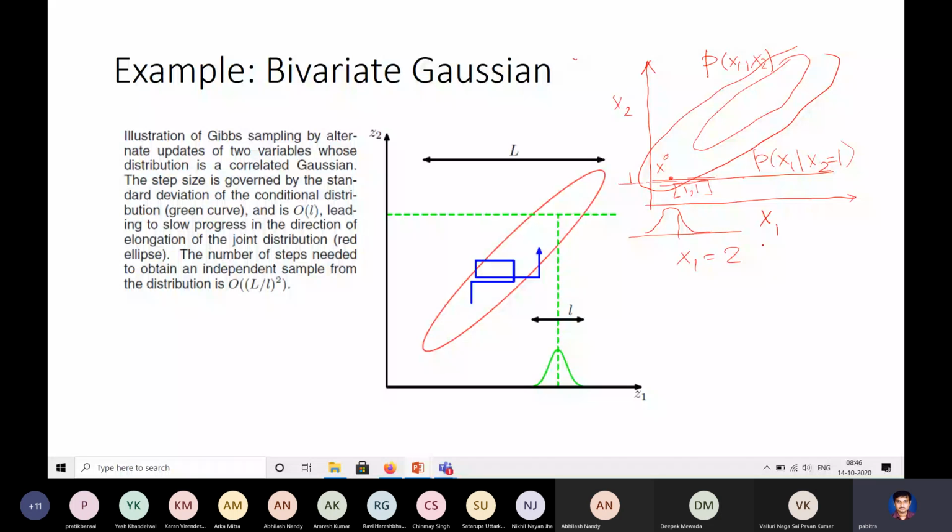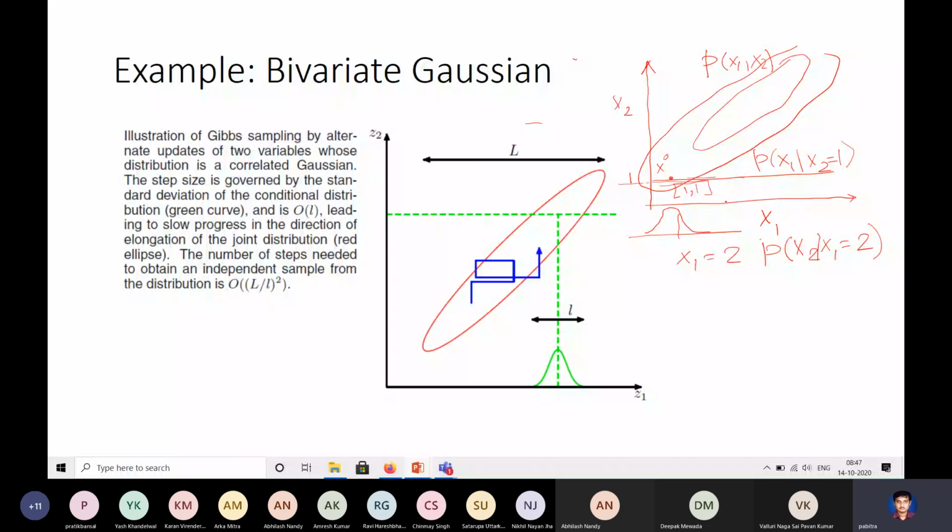How do you transition X2? Use this conditional P(X2). Note that for P(X1 given X2 equal to 1), if this total thing is a bivariate Gaussian, this will be a univariate Gaussian. That can be algebraically proved. So the second transition probability is P(X2 given X1 equal to 2) now. So fix your X1 to be 2.